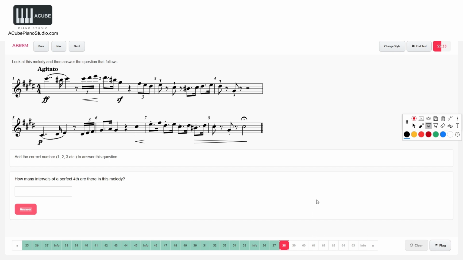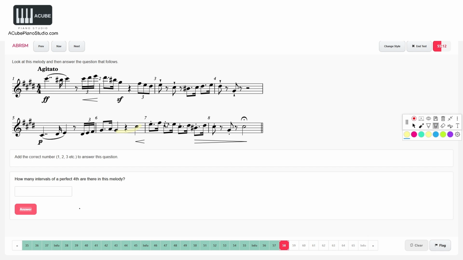So you continue looking at it this way. Okay. C to D is a second apart. D to E second, E to D second, second, second, second, second, second. G to C is a fourth. So I found one fourth here. One.